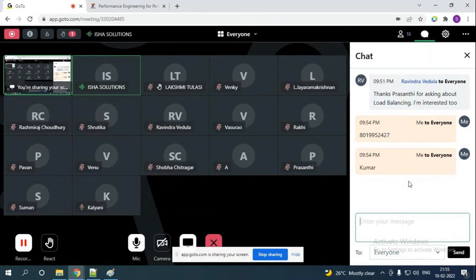So all artifacts, sample applications, tools, software, everything we will be sharing through Google Drive. Through the Google Drive we will share it to everybody. You can download it and then you can do the practical learning. That is actually the practical learning we are trying to do, so you can do as well.